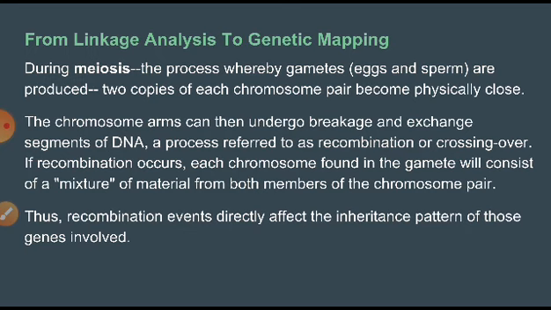In recombination, when there is a crossover and a new daughter is formed with both the information, meaning one chromosome and another chromosome both contribute information to the daughter, we call it a recombinant. That is a recombinant. So if recombination occurs, each chromosome found in the gamete will consist of a mixture of material from both members of the chromosome pair. Thus, recombination events directly affect the inheritance pattern of those genes involved. So like that, you can identify the inheritance pattern.